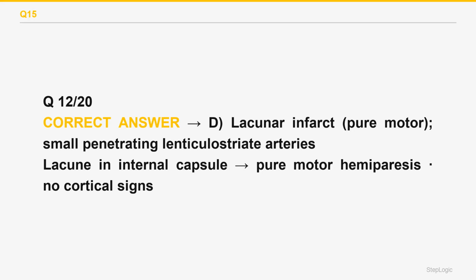The absence of cortical signs is the key distinguishing feature from a large cortical MCA stroke, which will cause aphasia, neglect, or a gaze preference. The lacunar syndromes include pure motor, internal capsule, as here, pure sensory thalamus, ataxic hemiparesis, and dysarthria, clumsy hand. Hypertension and diabetes damaging the lenticulostriate penetrators, causing pure motor hemiparesis, is the lacunar stroke.